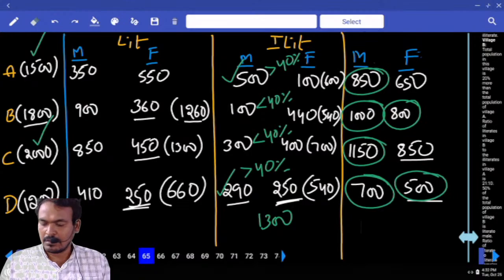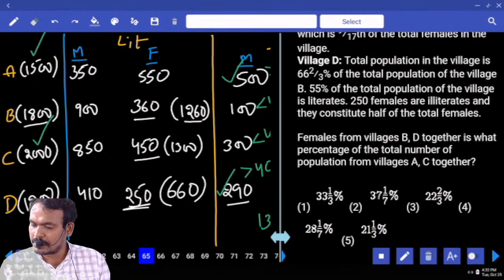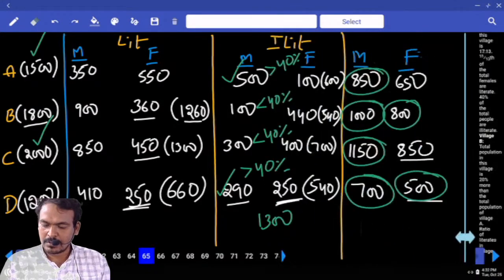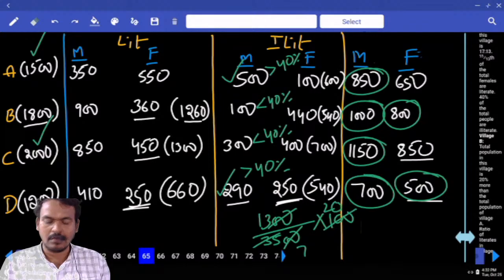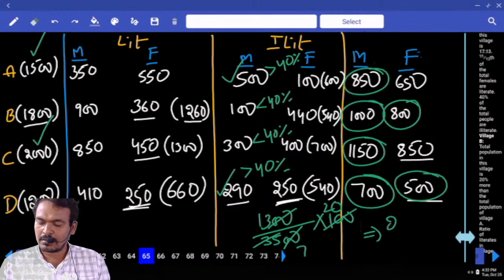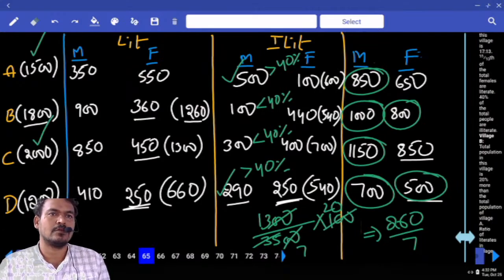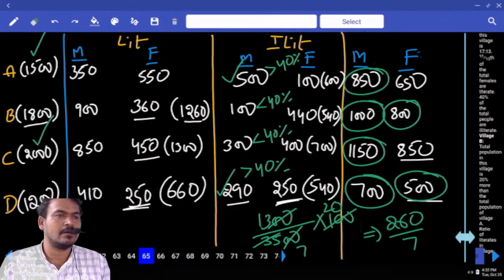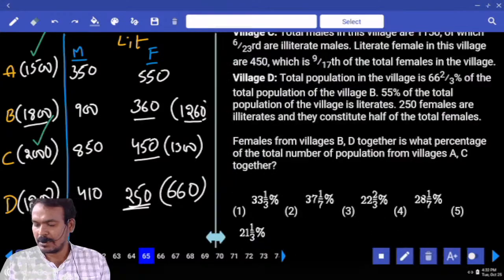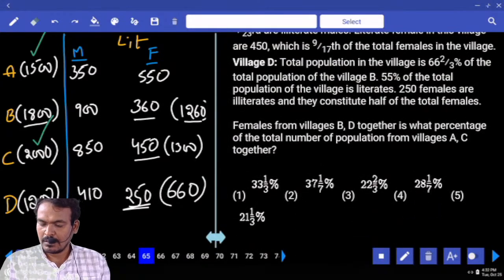Total 3500. We required is what percent? 1300 by 3500 into 100. Zeros are cancelled. 5 almost 7. 5 almost 20. It is 260 by 700. 7 3s are 21. Remaining 50. Almost 7 times 100. Then answer 37 1 by 7. Which option? Second option or not?